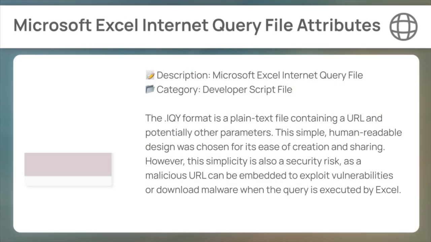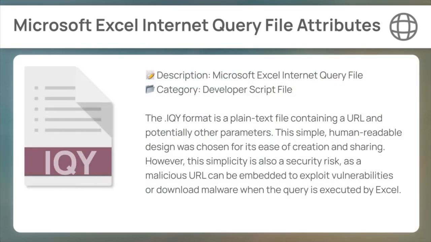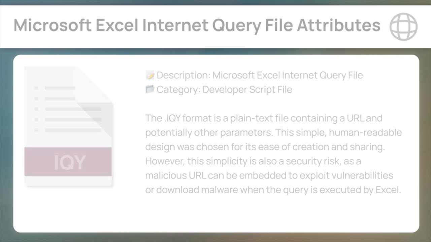The IQY format is a plain text file containing a URL and potentially other parameters. This simple, human-readable design was chosen for its ease of creation and sharing. However, this simplicity is also a security risk, as a malicious URL can be embedded to exploit vulnerabilities or download malware when the query is executed by Excel.